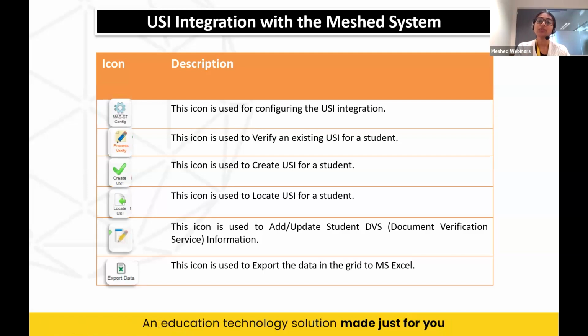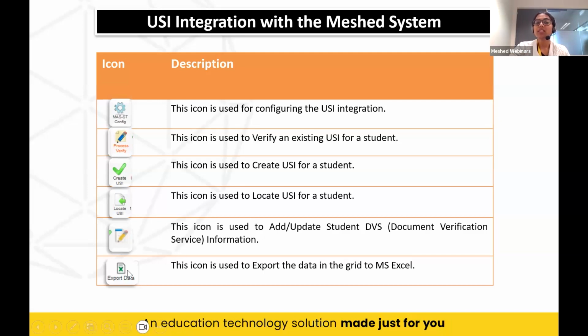So if you're unsure if the student has a USI or not, you can use this feature and it will use the details that you have recorded for the student in the system to try and locate or search the USI within the USI registry. The next icon, as you can see, is the icon used to add or update student DVS or document verification service information. This is something that we'll cover in the upcoming slides.